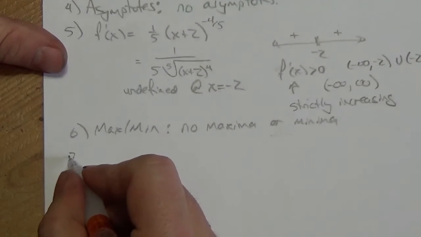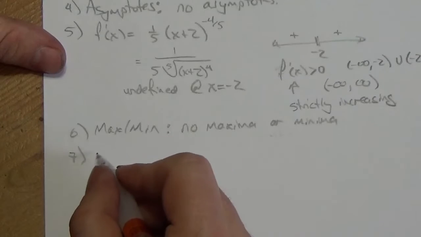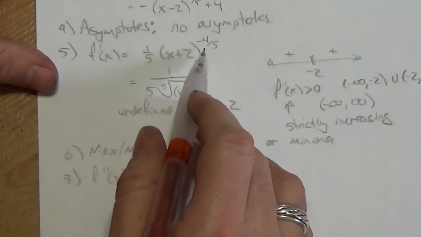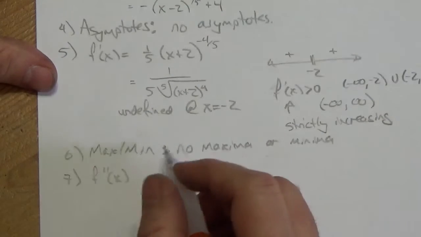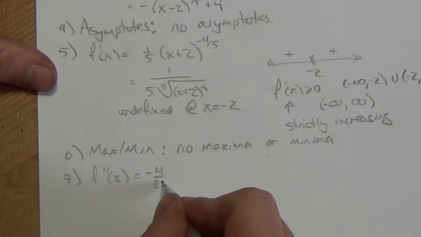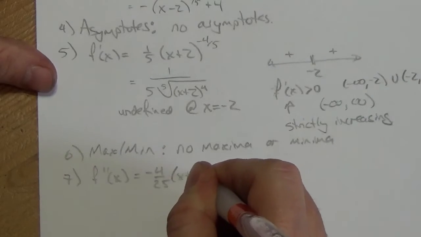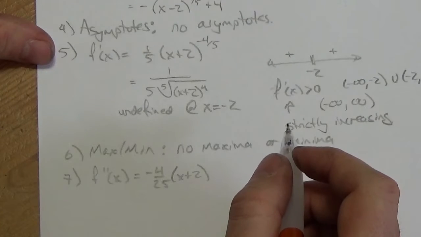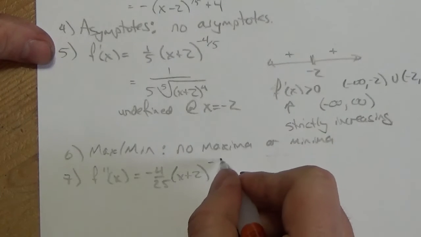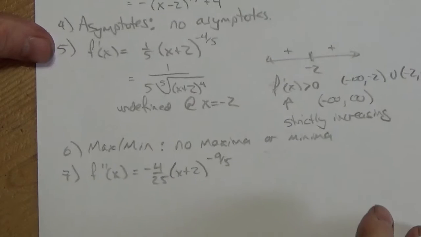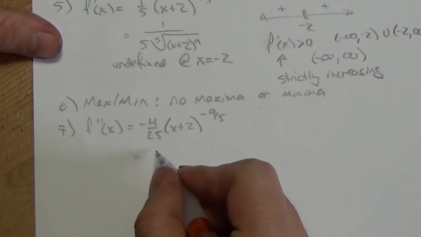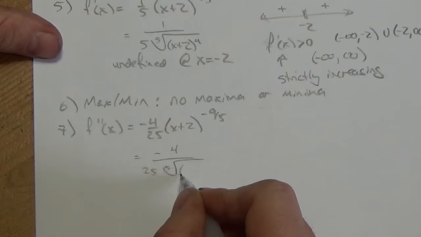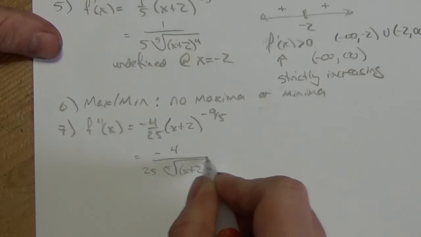Okay, let's take a look at concavity. So now my second derivative, nice to have the first derivative just sitting right there. If I multiply by negative 4/5, it's going to be negative 4/25 (x + 2). And if we subtract 1 from that exponent, what are we going to get there? That's going to be negative 9/5. Right, okay, so that's negative 4 over 25, the 5th root of (x + 2) to the 9.